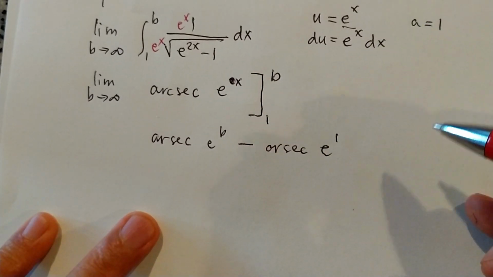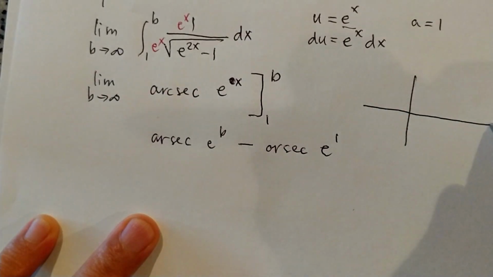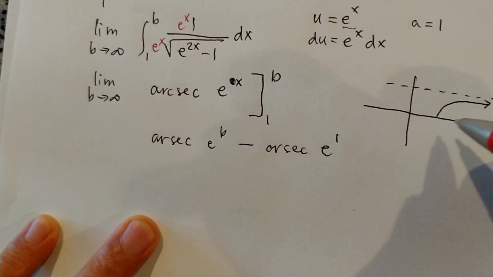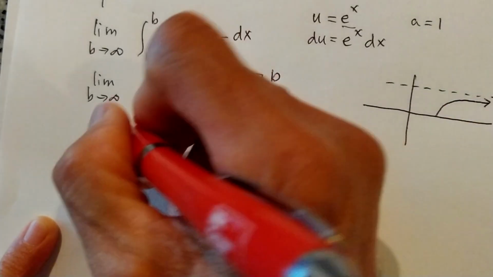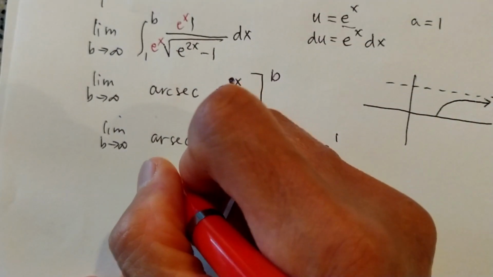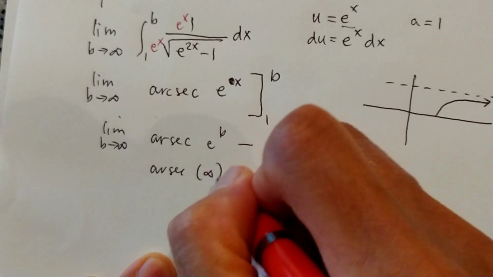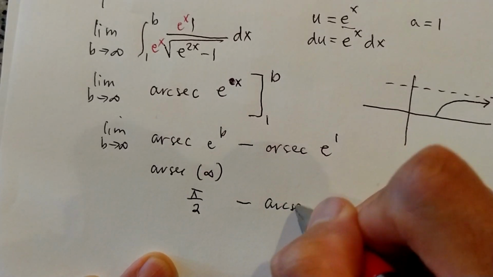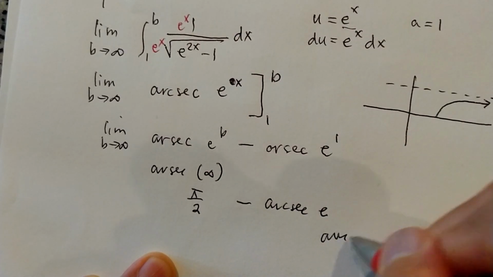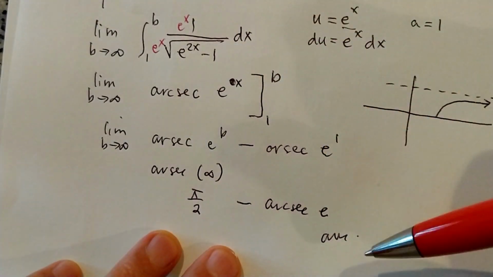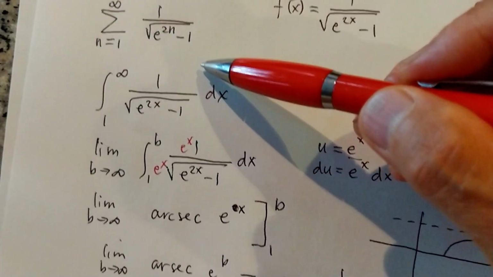Well, if you recall, the graph of the arcsecant function is asymptotic at pi over 2. Arcsecant at 1 is 0 and it goes to infinity. As it goes to infinity, it approaches pi over 2. So applying the limit here, as b goes to infinity, this becomes arcsecant of infinity, which is equal to pi over 2 minus arcsecant e. So that is our answer. Because the improper integral is convergent, then the series is convergent.